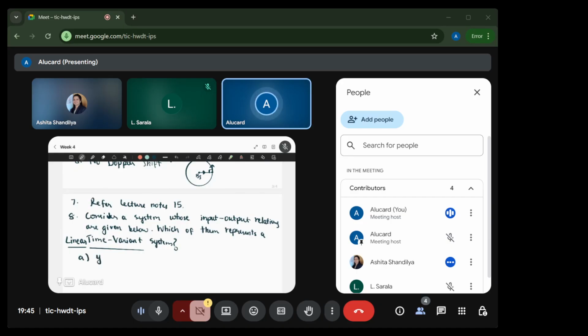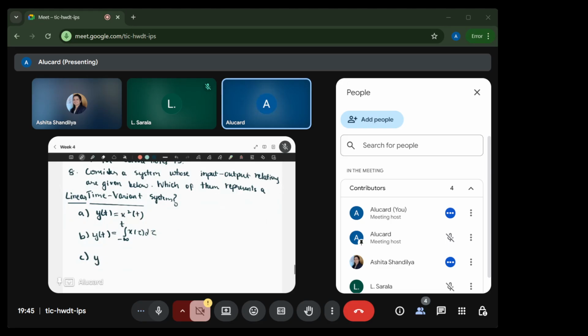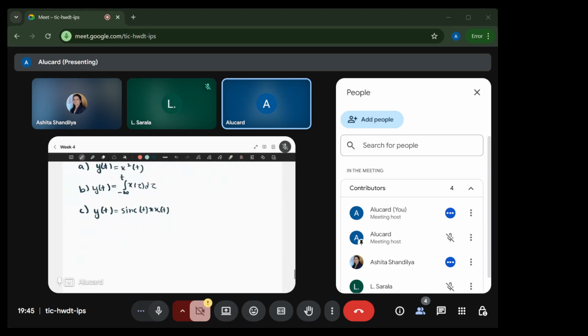Okay, the options are: A, y of t is x squared of t. B, y of t is the integral of x of tau d tau from minus infinity to t. C, y of t is sinc t times x of t. D is y of t is log of x of t minus 5 to the base 10.